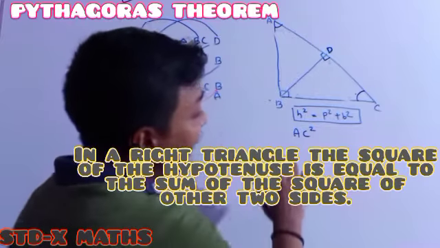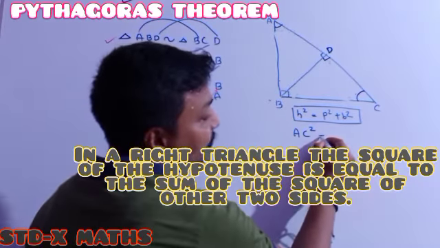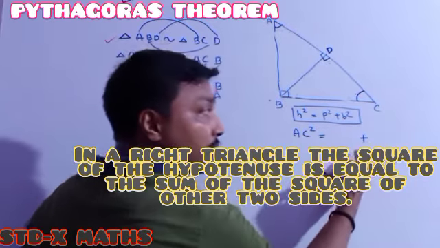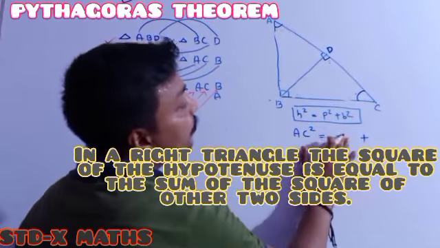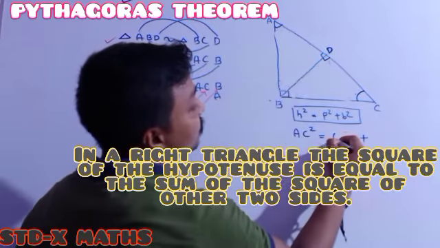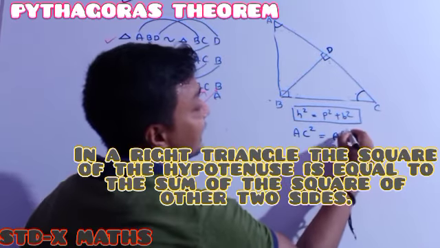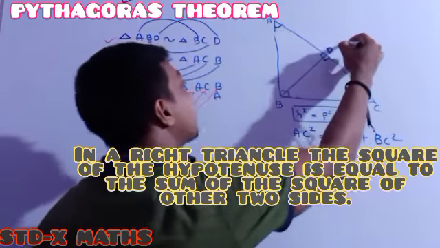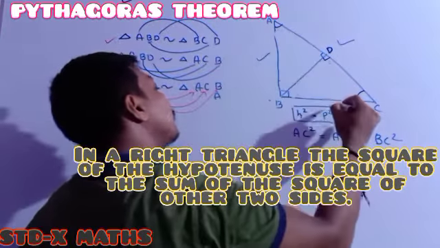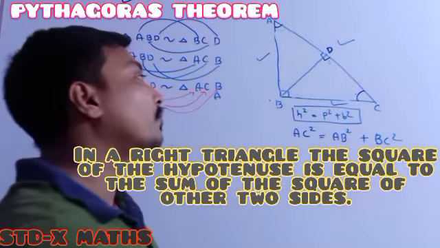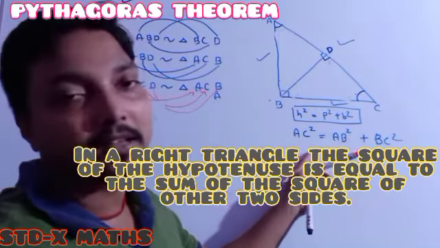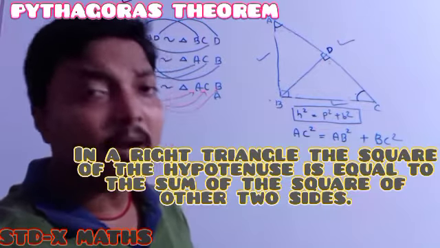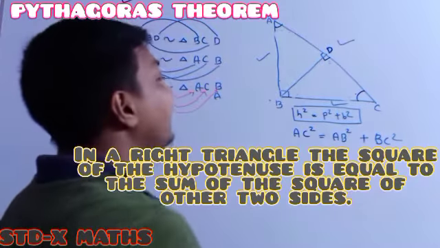Remember, the square of the hypotenuse is equal to the sum of whom? Sum of the square of the other two sides, it means AB square and BC square. Actually in the triangle there are three sides, one is this one, another is this one, and the last one is this one. So the square of the hypotenuse is equal to the sum of the square of the other two sides. Perfectly good. Actually this one is to be proved.